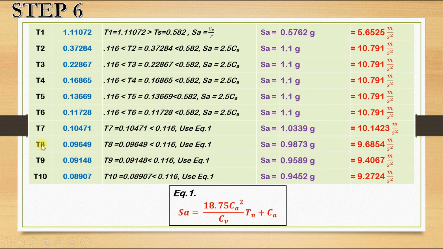So ganun pa rin dito sa T8, T9, and T10. Since less than siya sa 0.116, so gagamitin natin yung equation 1. So ito na yung magiging value nila. Pag dito naman sa spectral acceleration, So ito na yung sa 8, 9, and 10.